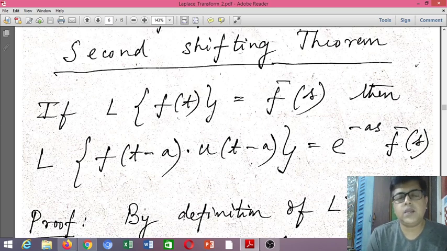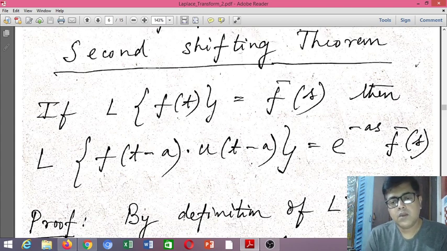I told you that I'll be teaching the second shifting theorem later on. So now I am going to teach this particular topic. Now what is the second shifting theorem of Laplace transform? As written on the board, if the Laplace transform of f(t) is known to be equal to F bar(s), then the Laplace transform of f(t minus a) into u(t minus a), where u(t minus a) is obviously the unit step function, will always be equal to e to the power minus as into F bar(s).